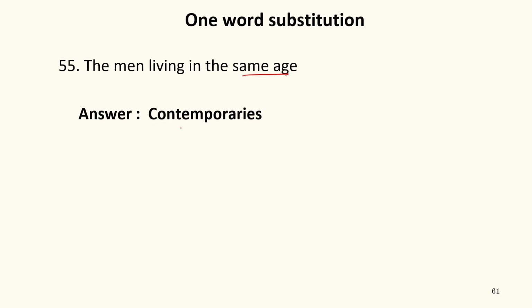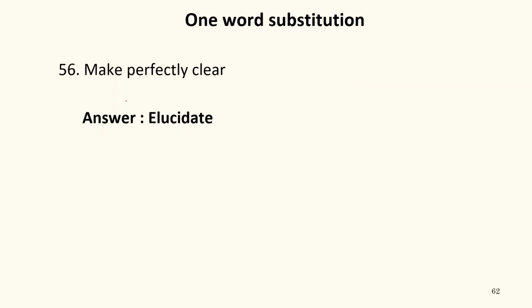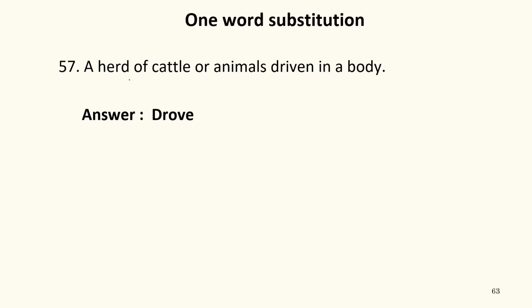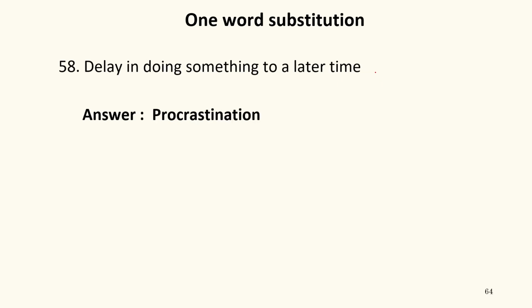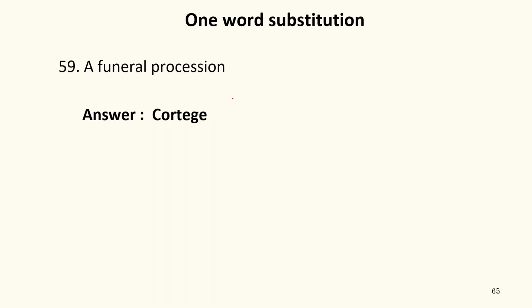The men living in the same age are called contemporaries. To make perfectly clear, when you give some illustrations, give some examples, and you clear that out, that is called elucidate. To explain clearly. A herd of cattle means a group of cattle or animals driven in a body. That is called drove. So drove is actually a collective noun. Delaying doing something to a later time is called procrastination. When we delay in doing something, we postpone it for some other time.